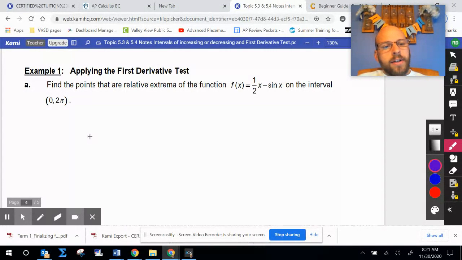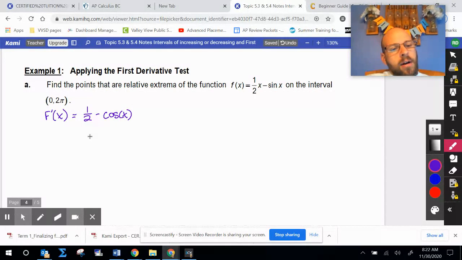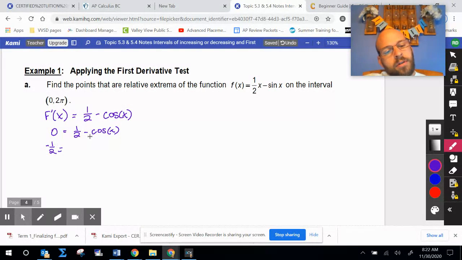Okay, so I need to first start by taking the derivative and finding those critical points. So the derivative of 1/2 x is just 1/2, and the derivative of sine is cosine, and it was minus, so it's still negative. Okay, so now I want to set this equal to 0. I'm going to solve it, so I have negative 1/2 equals negative cosine of x, and I can say cosine x is equal to 1/2.